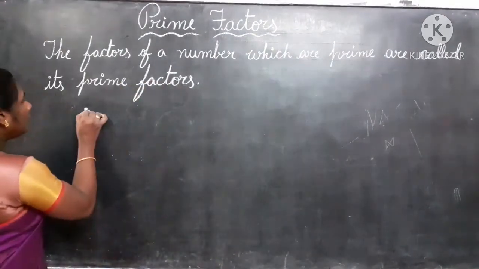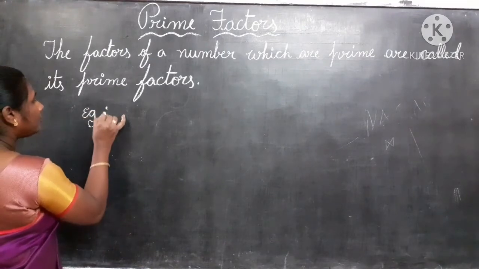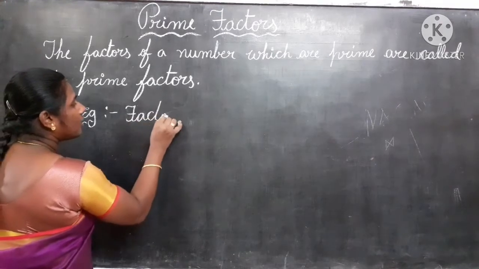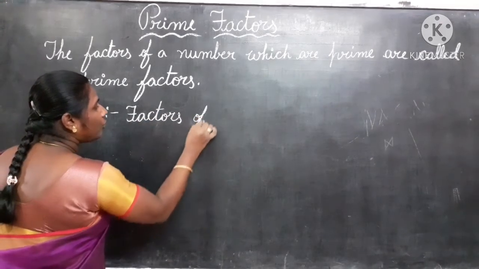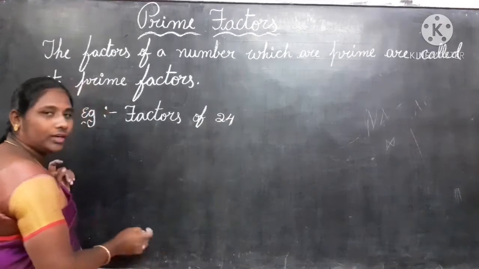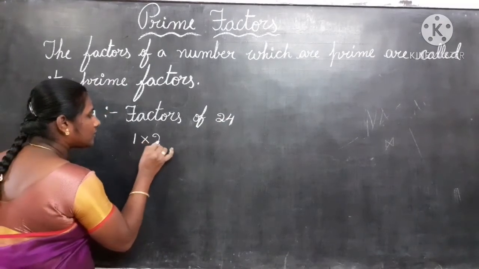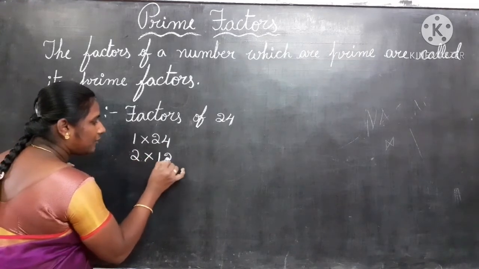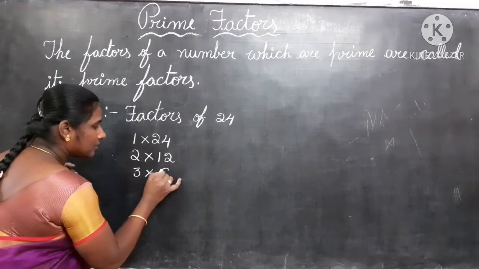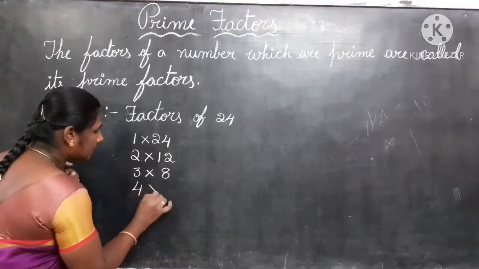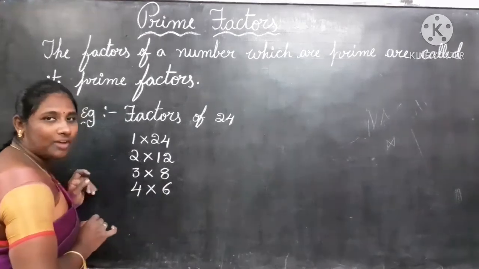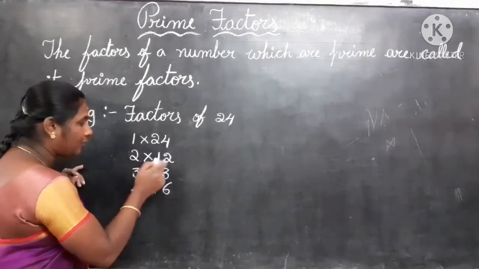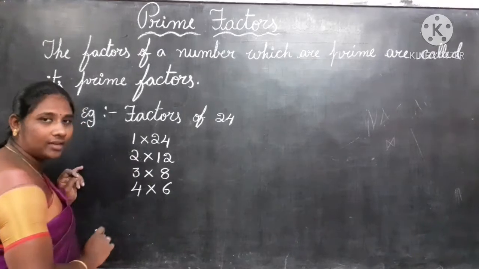For example, we are going to write the factors of 24. 24 will come in what tables? 1 24s are 24, 2 12s are 24, 3 8s are 24, 4 6s are 24. The 5 table will not come. Again 6 4s are 24, reverse 8 3s are 24, 12 2s are 24, 24 1s are 24.